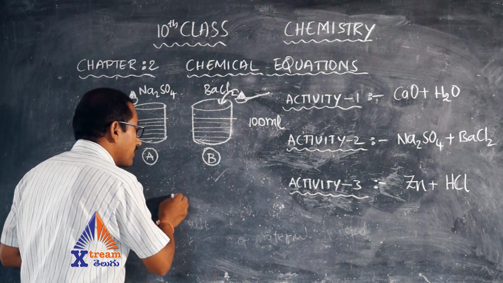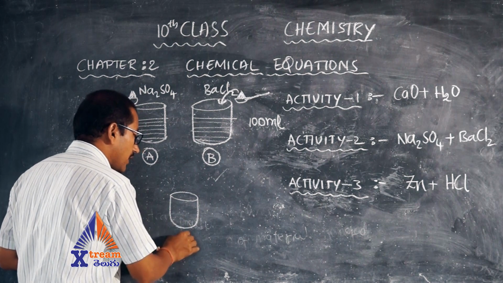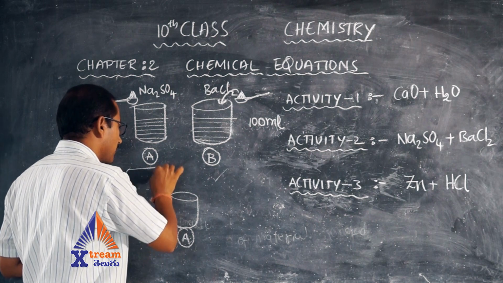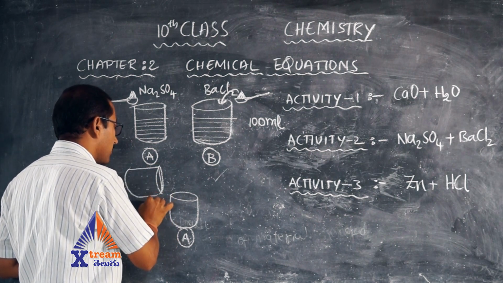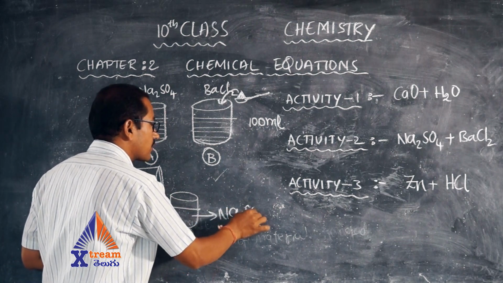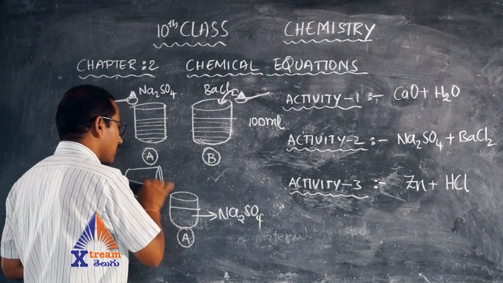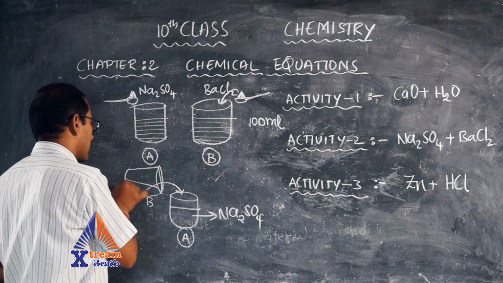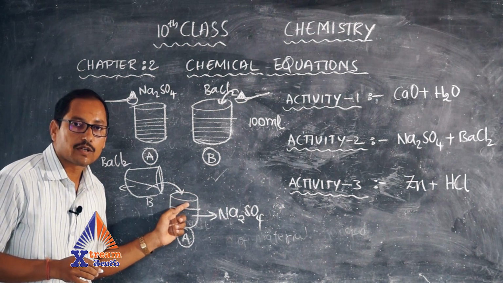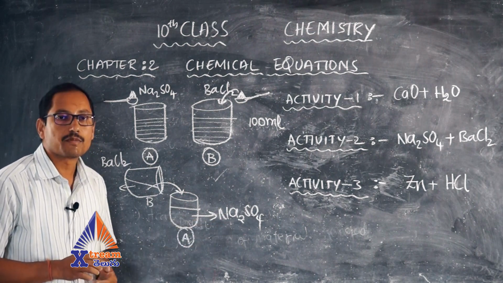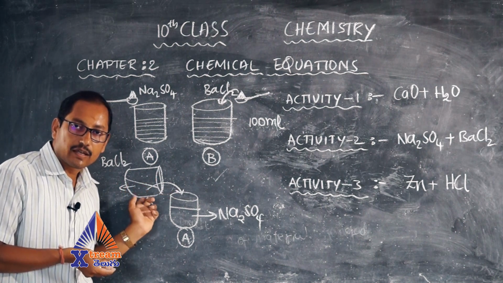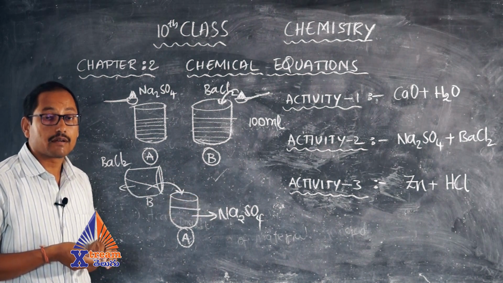Now, what we have to do is, into beaker A, we are pouring some solution which is present in beaker B. Here we have sodium sulfate solution, into which we are pouring some barium chloride solution. That is, some liquid from beaker B has been poured into beaker A.